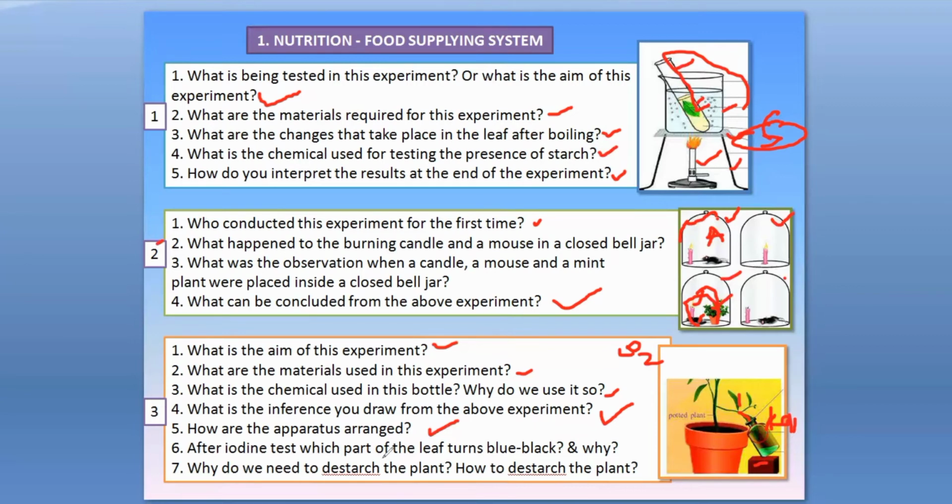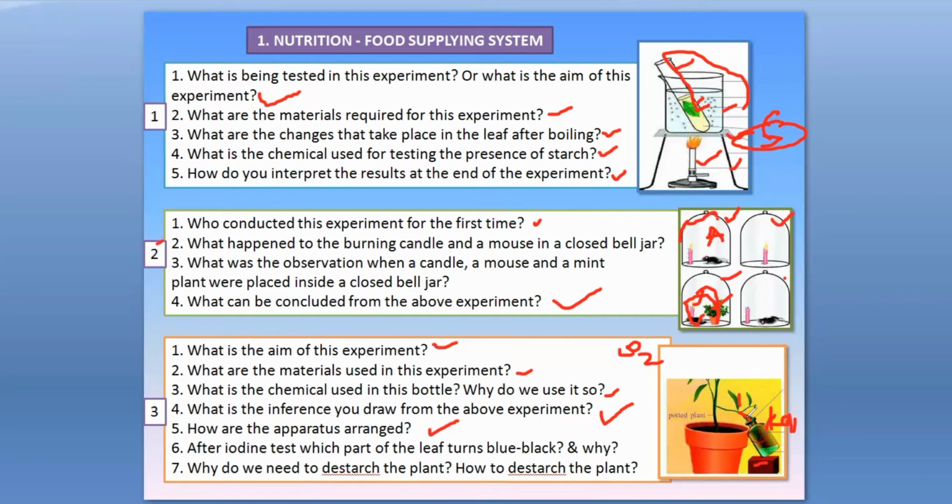After the iodine test, which part of the leaf turns blue black color and why? The half portion of the leaf which is present inside the bottle turns into blue black color. The part of the leaf which is present outside of the bottle does not turn into, sorry, here the part of the leaf which is inside does not turn into blue black color.